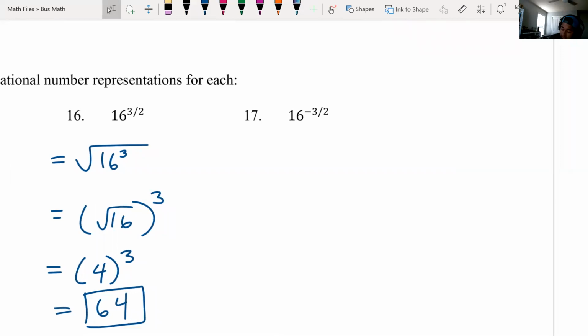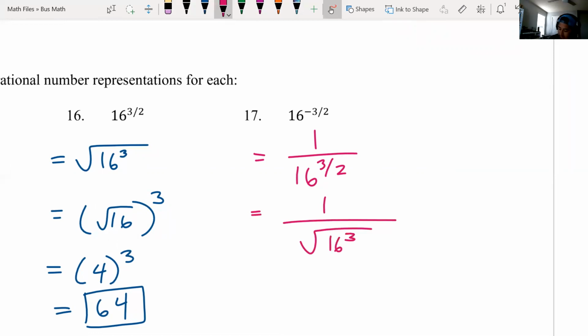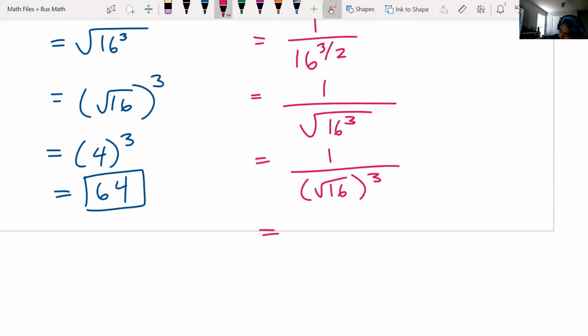All right. Last one. 17. 16 to the negative 3/2. Well, first off, we have to use the negative exponent rule to make this 1 over 16 to the 3 halves, which means that I can rewrite this as 1 over the square root of 16 cubed. Hey, this looks familiar. So we know our answer is going to be 64, but let's get there. Then this can be rewritten as the square root of 16, cubed, which will give us 1 over 4 cubed, which gives me 1 over 64.